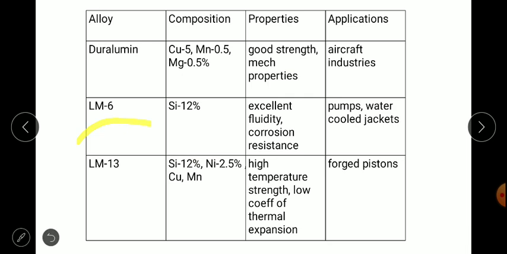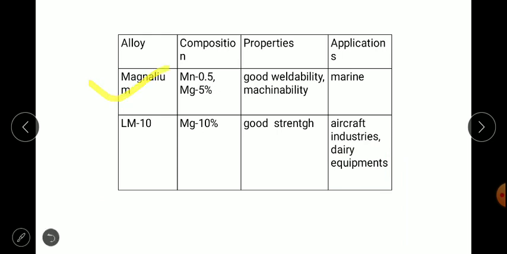Next one we have LM6, which contains silicon, used for pumps, water and cool jackets. Next LM13, we have silicon, nickel and copper, specifically used for forged pistons. Next alloy is magnesium. It contains magnesium, that's why the name magnesium, this you have to remember, with magnesium of 0.5%, specifically used for marine applications. L10 contains magnesium of 10%, so it is specifically used for dairy equipment and food product processing industries.